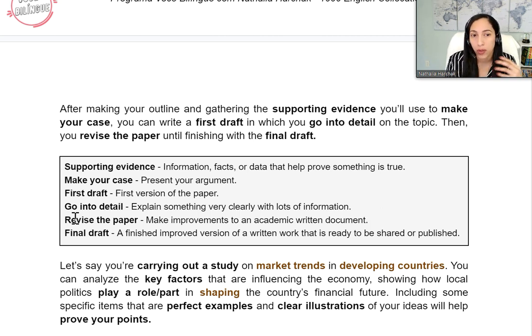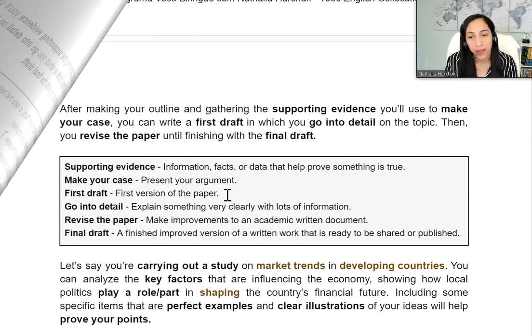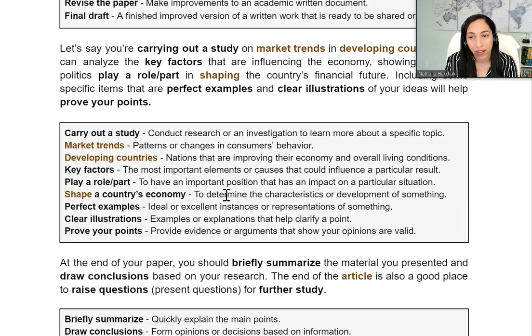Okay, because sometimes people do something very superficially, right? Revise the paper, to make improvements to an academic written document. And final draft is a finished, improved version of a written work that is ready to be shared or published. Okay, we have also the phrasal verb carry out a study. So I really love this phrasal verb. It's really useful.